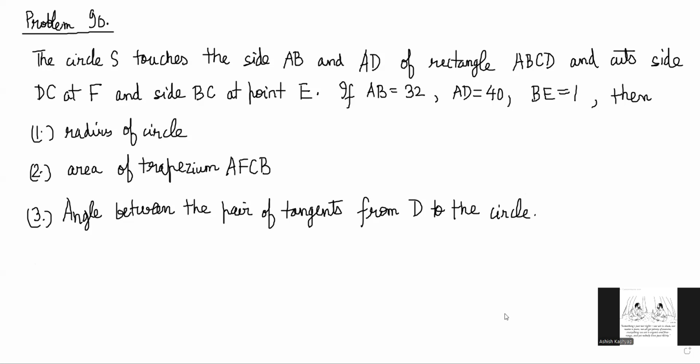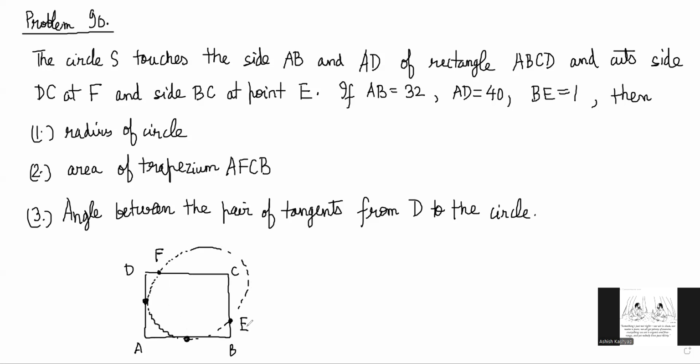Let's try to understand what is happening here. We have a rectangle, something like this, and the circle touches the side AB and AD. So let's label it A, B, C, and D. The circle is touching AB and AD, and it is cutting the DC side and BC side at 2 points. So we can draw a rough diagram like this. This is my circle roughly. These are the points of contact. These are the points where it cuts the DC side at F, and this is the point E, right? So this is the situation. Your AB length is 32, AD length is 40, and BE length is equal to 1, right? And now we have to find things like the radius of the circle and so on.